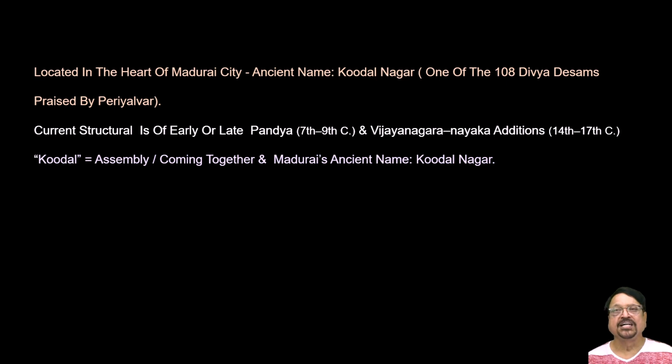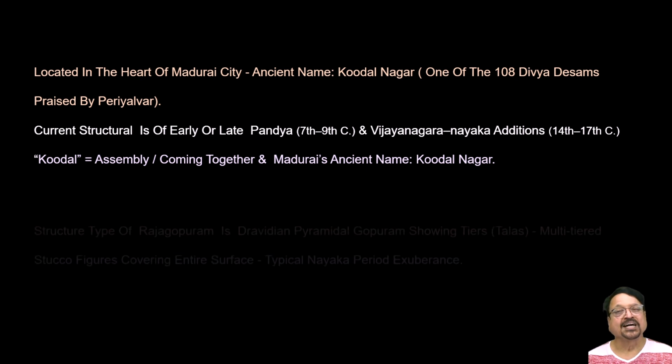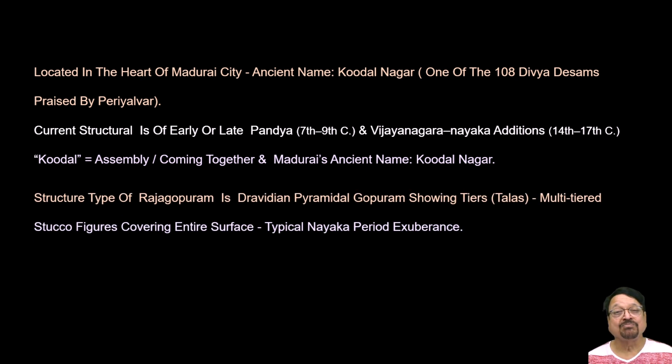The current structure of it is of the late Pandyas, 7th to 9th century, and the Vijayanagar Nayaka addition, or you can say renovation. I will not call it alteration. They have added, but they added in such a beautiful way that they added to the glory of it. Now the word Koodhal means assembly, combining together, and the name of Madurai was also Koodhal. So Madurai's ancient name was Koodhal Nagar, because it was an assembly of multiple temples.